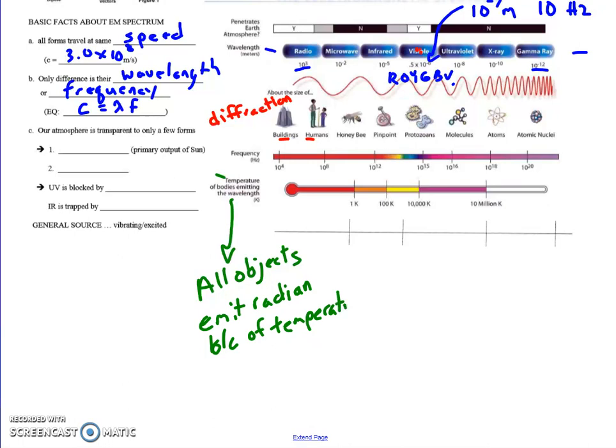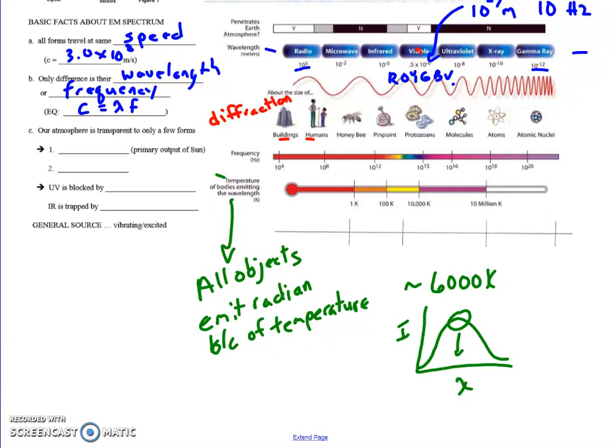So a classic example is the sun. The sun's temperature is around, at least at the surface of the sun, 6,000 degrees Kelvin. And because its temperature is around 6,000 degrees Kelvin, if I look at the intensity output of the sun in various wavelengths, I will see that it follows a spectrum like that. And most of the light is in this part, which is visible.